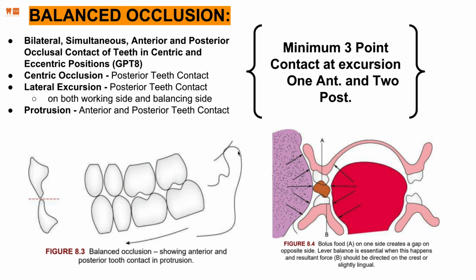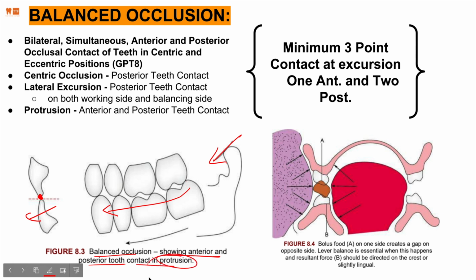For example, here, this is the condyle; it moves down, posterior mandibular teeth start to go forward and downwards, and the incisors in protrusion touch each other. Balanced occlusion showing anterior and posterior tooth contact during protrusion movement. Fair enough? That's the diagram. Now, remember when we were talking about the lever balance? Here's the little diagram to explain that concept as well. This is from our references as well.